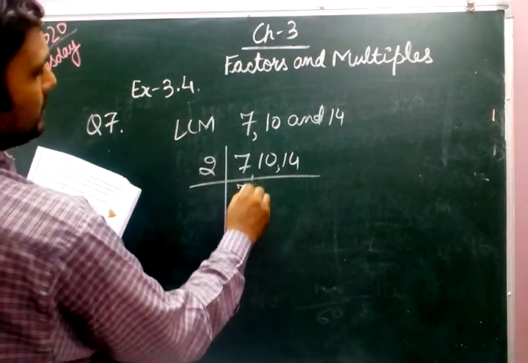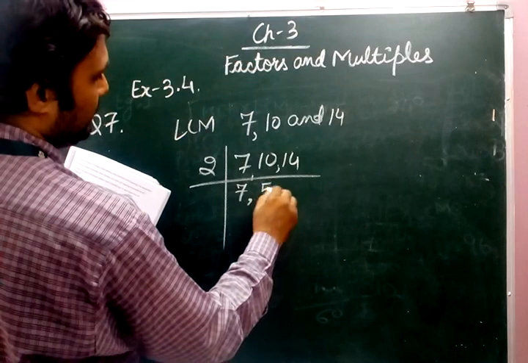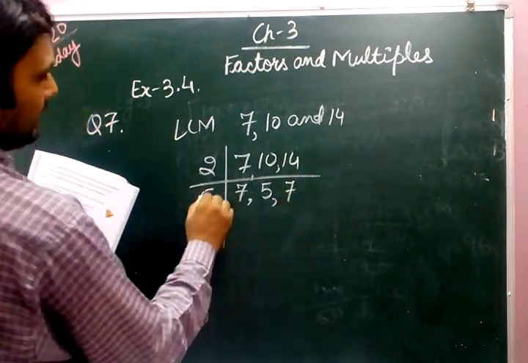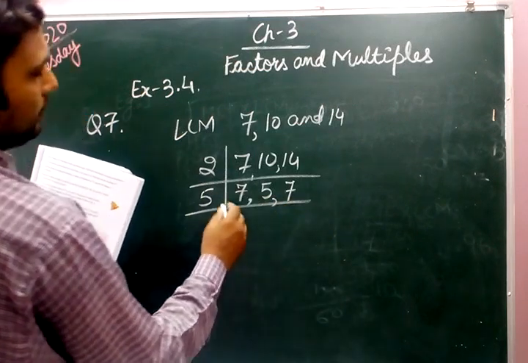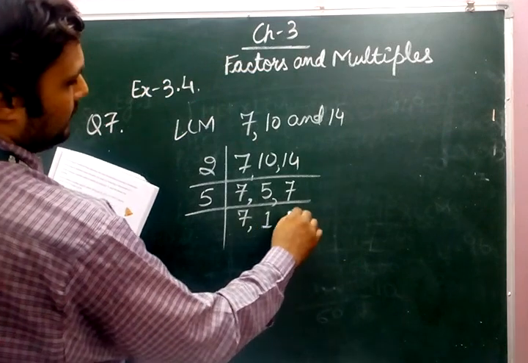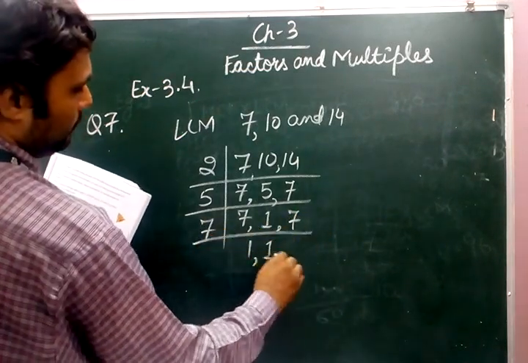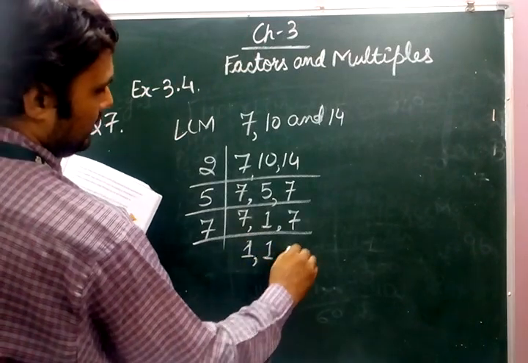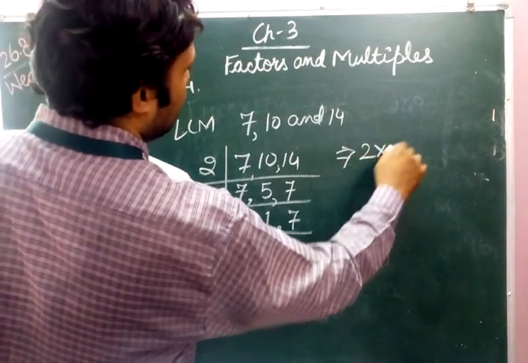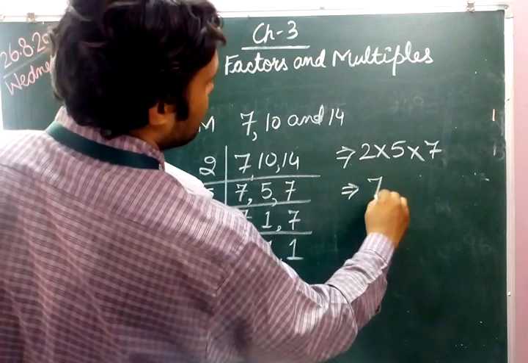Using 2, 7 will not be divided completely by 2. 10 divided by 2, we get 5. 14 divided by 2, we get 7. Again we use 5. 7 will not be divided by 5 completely, so 7 will remain as it is. Here we got 1, here we got 7. Then 7, 1, 1 and 1. So the LCM is 2 multiplied by 5 multiplied by 7. The answer we got is 70.